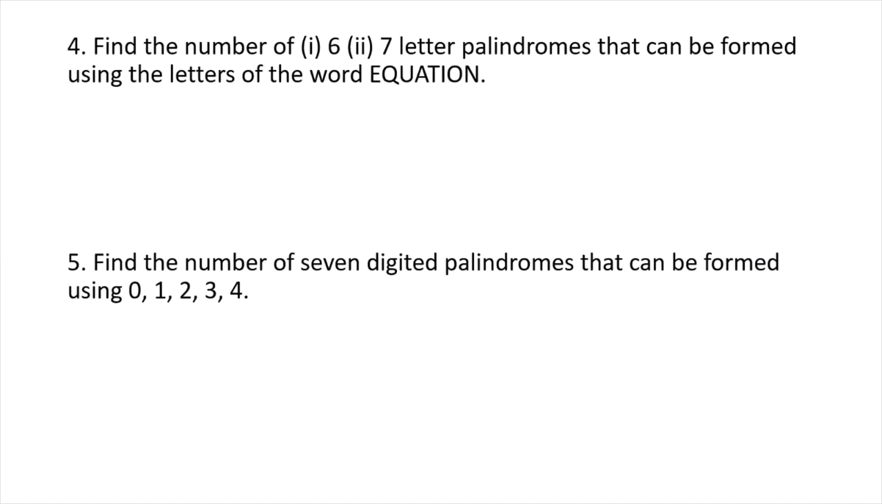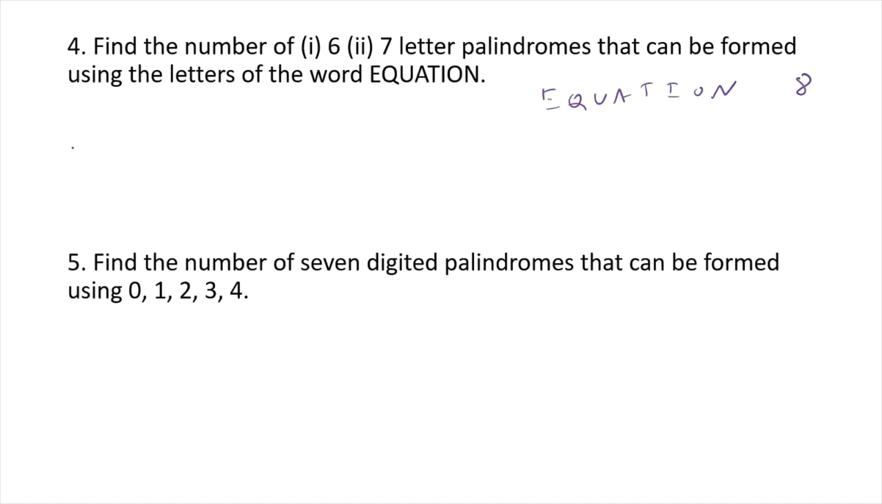The fourth problem is like this. Find the number of 6 and 7 letter palindromes that can be formed using the letters of the word EQUATION. So we have to form 6 letter palindromes and 7 letter palindromes using the letters of the word EQUATION. So first of all, EQUATION has how many letters? E-Q-U-A-T-I-O-N. So we have 8 letters. So n is equal to 8. We have to form 6 letter palindromes and 7 letter palindromes.